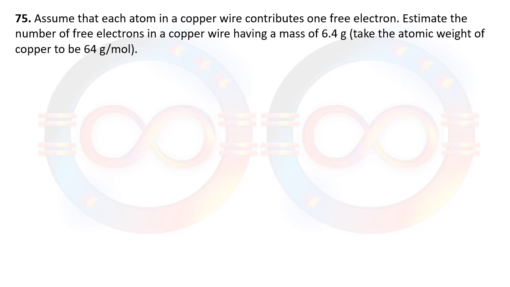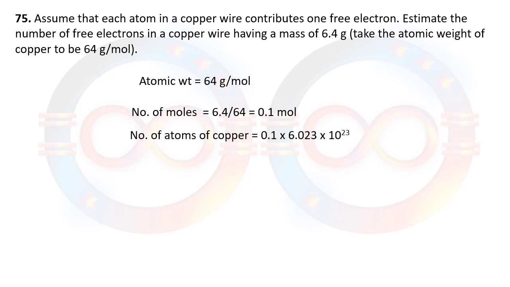Question number 75, assume that each atom in a copper wire contributes one free electron. Estimate the number of free electrons in a copper wire having a mass of 6.4 gram. See, atomic weight is given as 64 gram per mole. The number of moles, if you want to calculate, the formula is weight given upon atomic weight. So weight given is 6.4 gram, atomic weight is 64, it will be 0.1 mole, and we know that 1 mole of any atom or molecule contains 6.023 into 10 raised to 23 atoms or molecules, that is Avogadro's number.